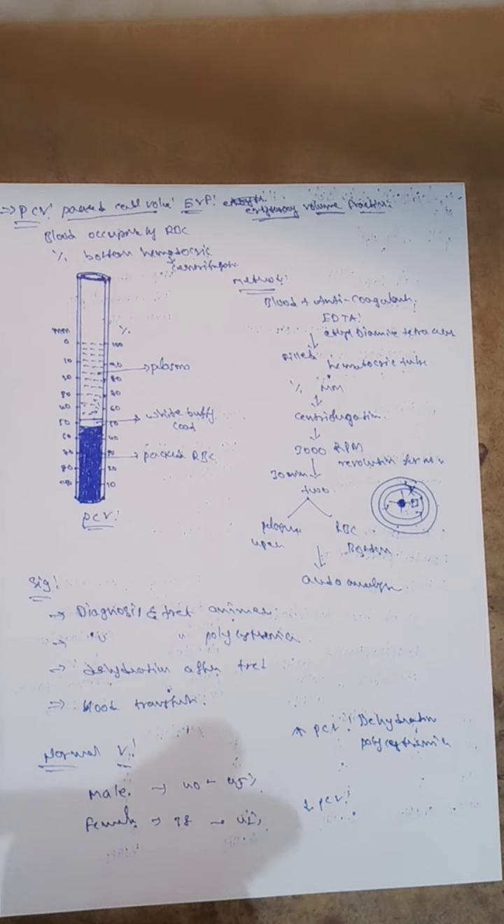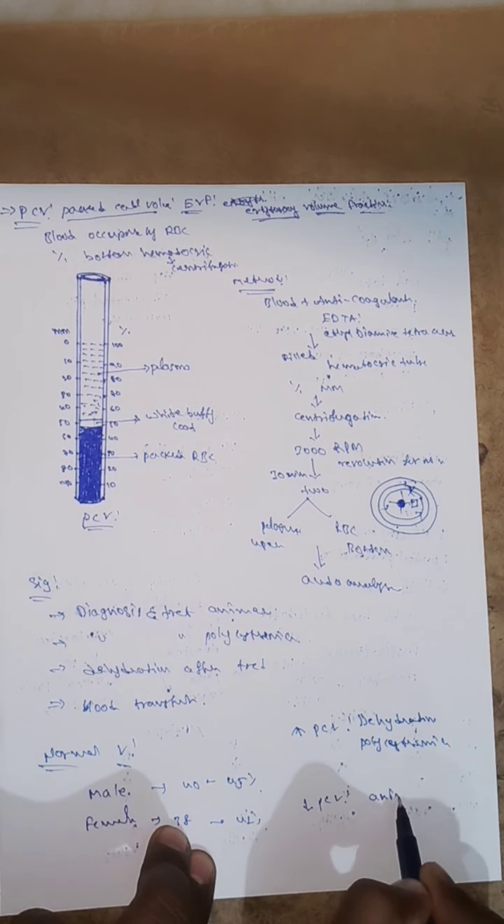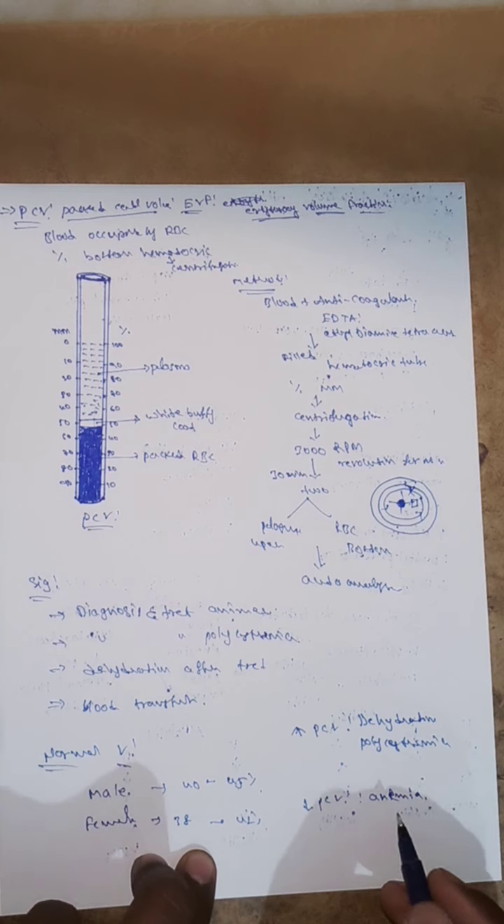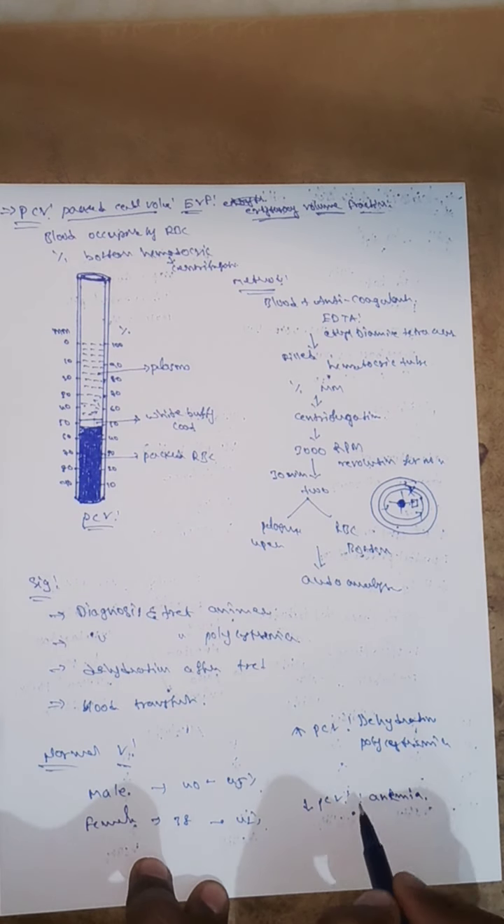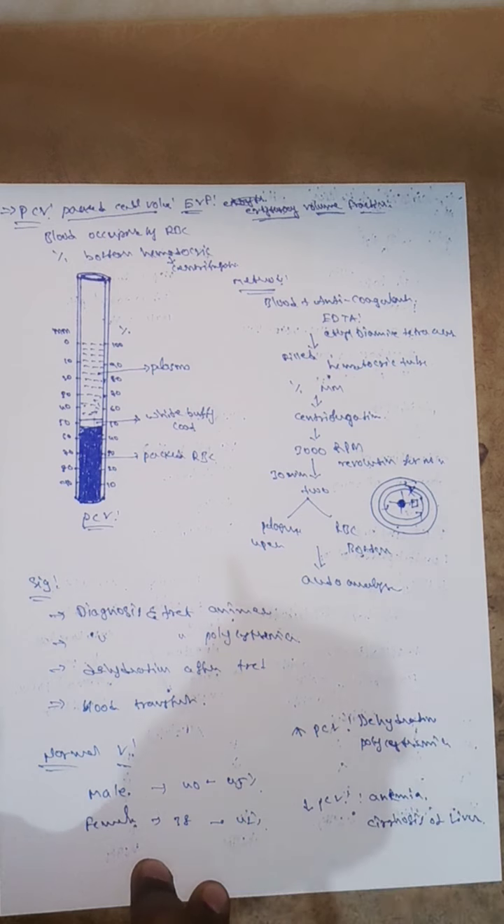So in case of decrease of the PCV in the body, what happens? Anemia is produced. And the next one, cirrhosis of liver is produced in the body.